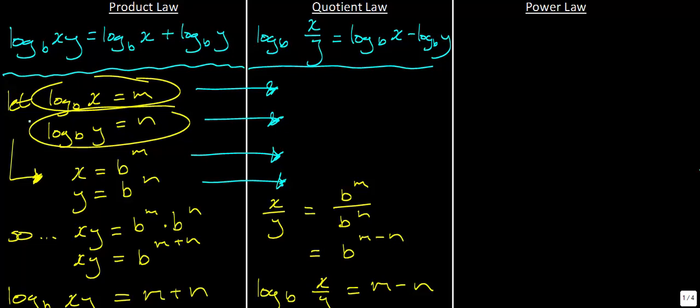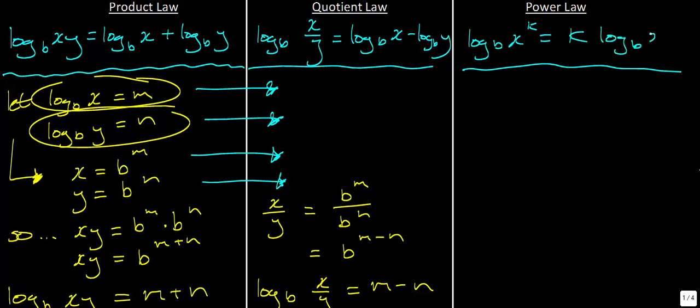Because I've done my let statements over there, I'm just going to renew my let statements just so you can see them in a nice cleaned up way. Let's start by writing what the power law is, though. The power law says that we have log base b of x to the power of k. That is equal to k, so the k kind of comes out in front of log base b of x.